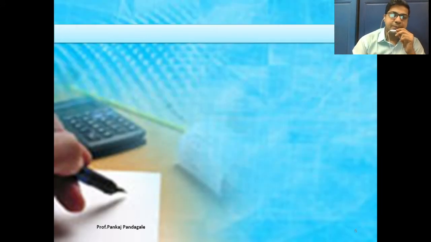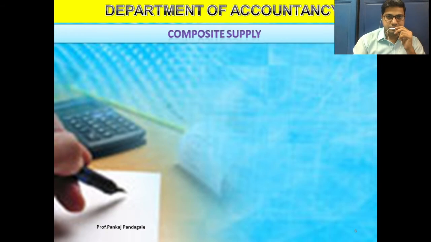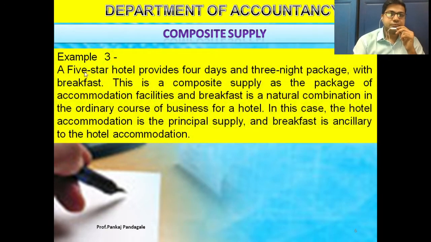Now one more example that we will discuss, of composite supply. A 5-star hotel provides a 4 days or 3 nights package with breakfast.